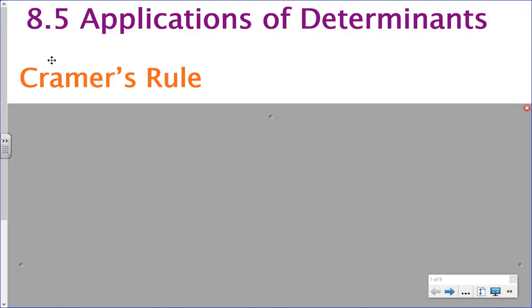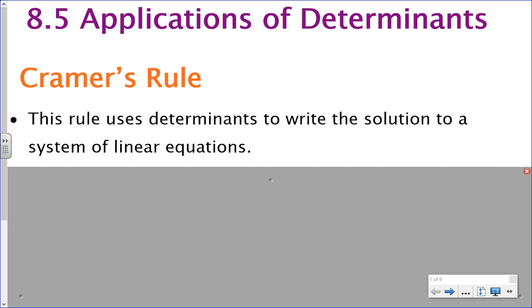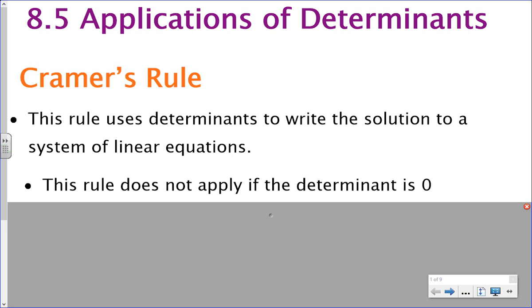Back in the beginning of the chapter, I did say that there would be 3 ways we could use matrices to solve a system of equations. Here is the third. It's called Cramer's rule. Cramer's rule is a way for us to use determinants to solve a system of equations. We cannot use this rule if the determinant is 0. That's because we are using fractions and we can't divide by 0.